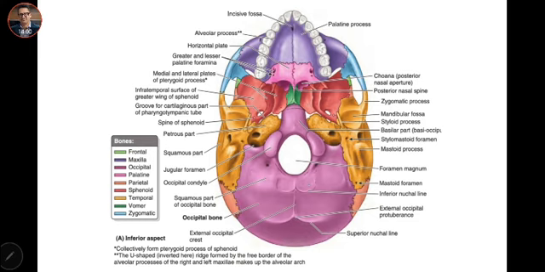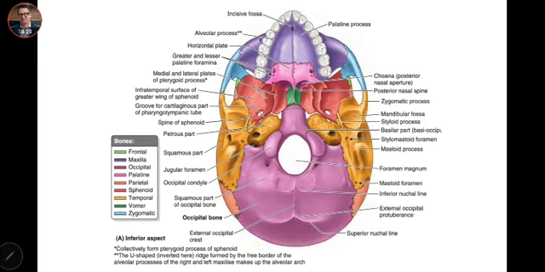This part is the squamous part of the occipital bone. This is the basilar part, the basi-occiput of this bone. There are four parts: the lateral parts, the basilar part, and the squamous part. In between these is the foramen magnum.